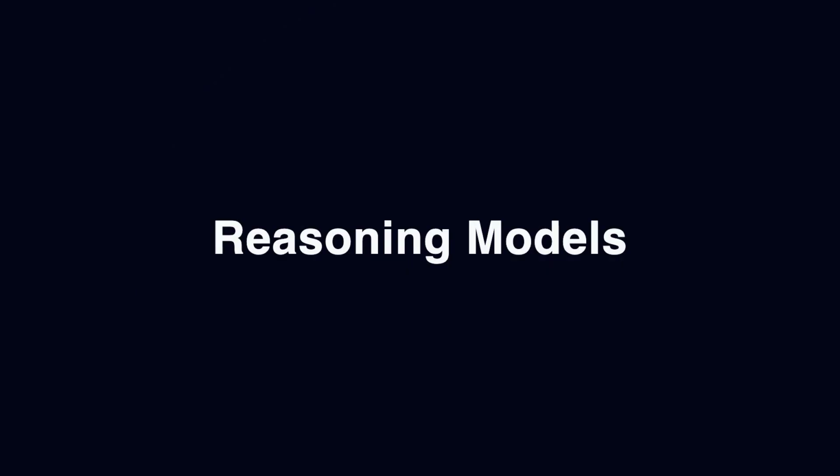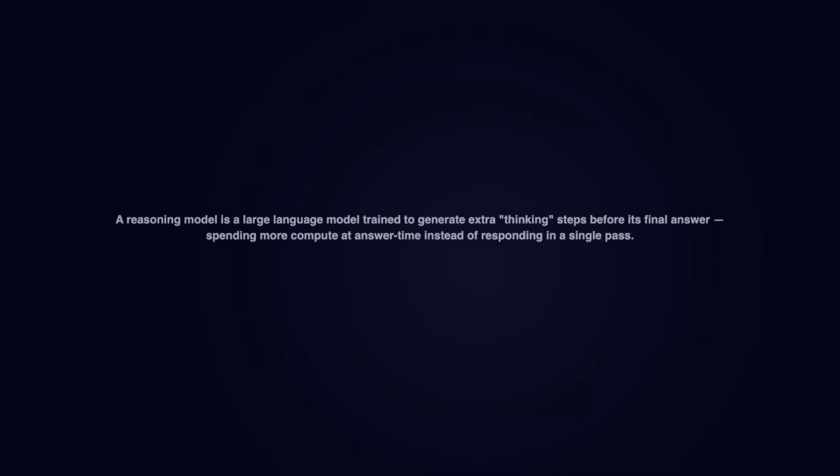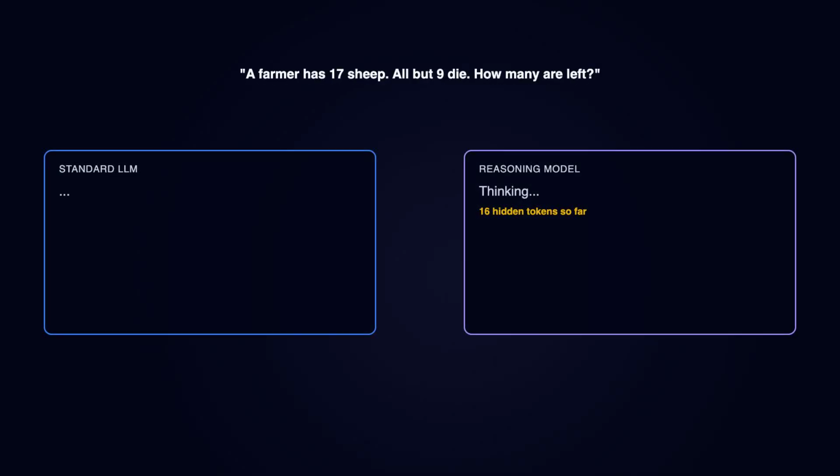Reasoning models. A reasoning model is a large language model trained to generate extra thinking steps before its final answer, spending more compute at answer time instead of responding in a single pass. Here's the same question asked to two models at once.